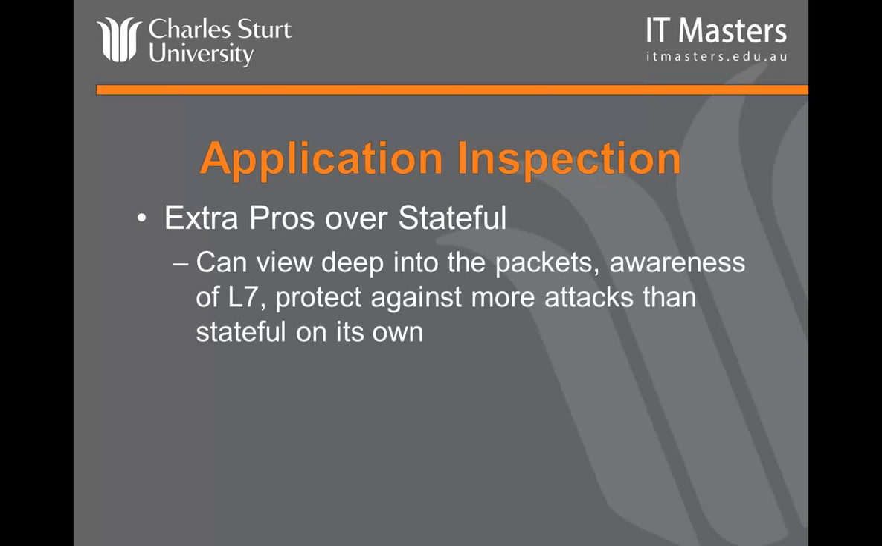There is an awareness of layer 7. So if there's a protocol anomaly, which is a deviation from the standard, whatever that standard is for that actual protocol, the application layer firewall could identify this and either correct the packet, so actually manipulate it so it conforms to the standard, or deny it altogether. And lastly, it'll protect against more attacks than stateful on its own.